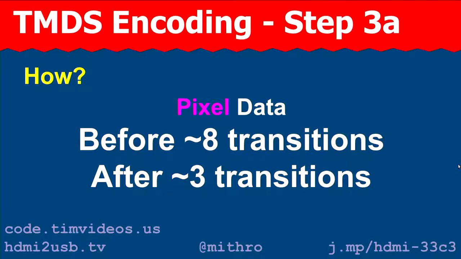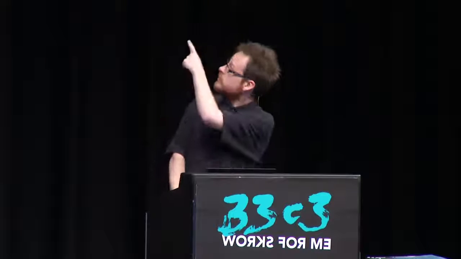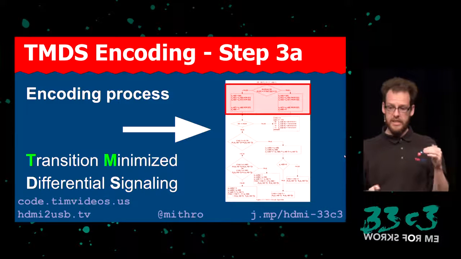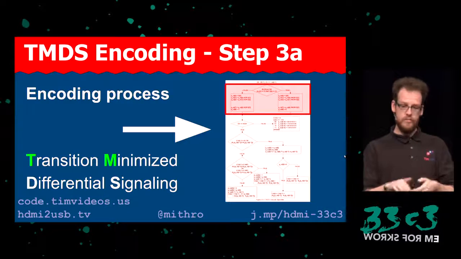This encoding is actually very good at reducing transitions. On average, we had roughly 8 transitions previously. Now we have roughly 3-ish, so it's pretty cool. I have no idea how they figured this out. I'm assuming some very smart mathematicians were involved, because discovering this is beyond me. And that describes the top part of this process. This is where the transition minimization in TMDS comes from, that step there, the encoding process. But there's still one more step.